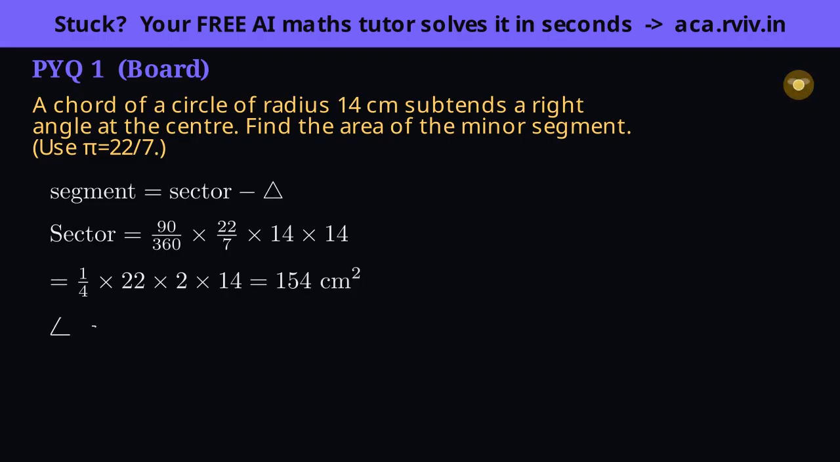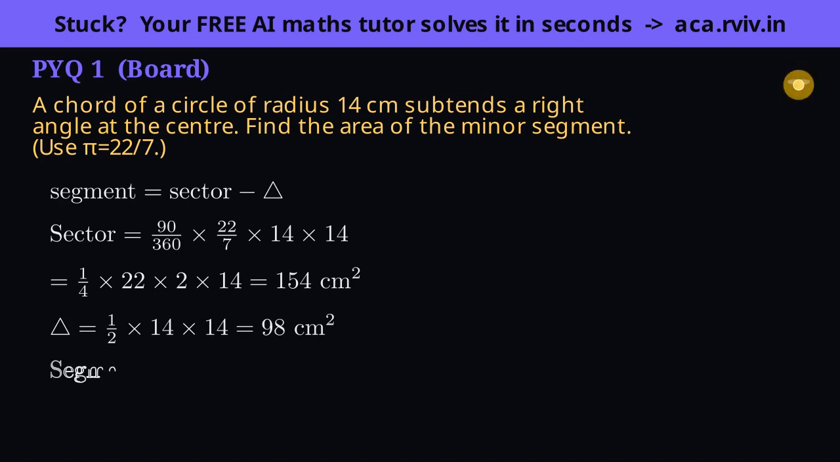Now the triangle. Because the radii meet at 90 degrees, they are the two perpendicular legs, so its area is just half of leg times leg, half of 14 times 14, which is 98. No trig needed at all when the angle is a right angle.